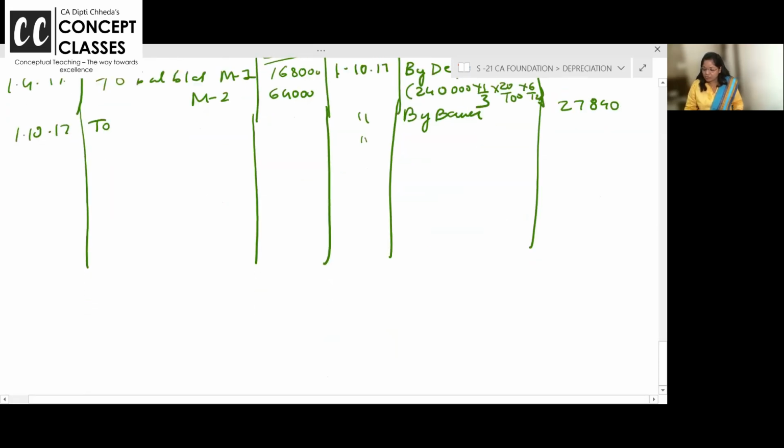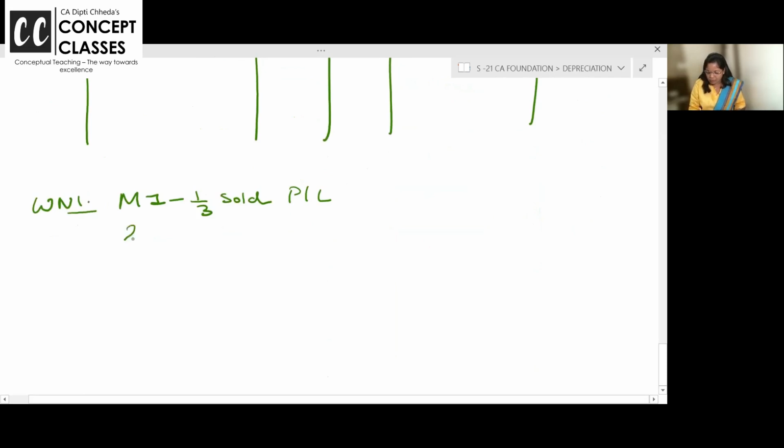After this, leave 5-6 lines, and many more items will come. And make here working note 1. Machine 1, 1/3 sold. So we are calculating profit or loss. 1/3 is sold. So 2,40,000 into 1/3, 80,000. Are you all getting it? I enjoy this chapter. The pen does not stop. You understand the logic and you will also come to this speed with which I am doing. 2,40,000, 1/3 machine is sold, 80,000.